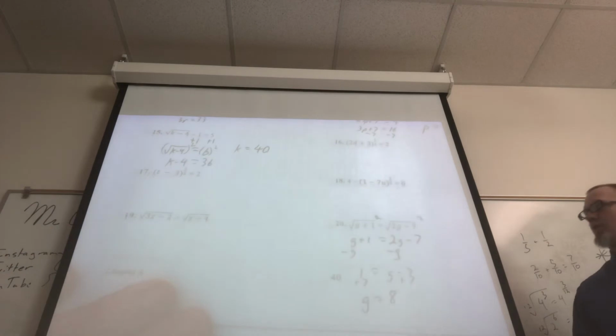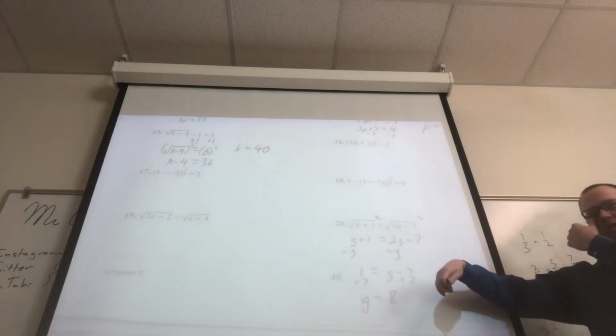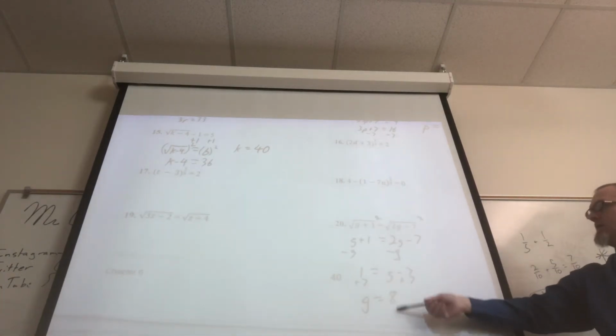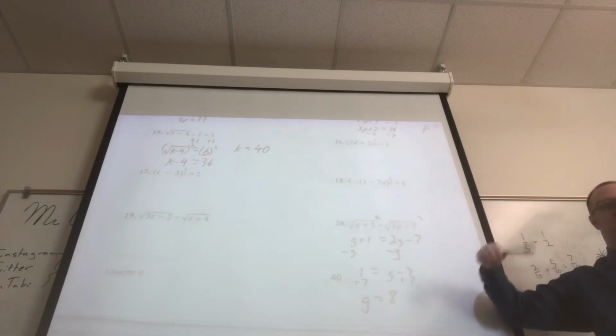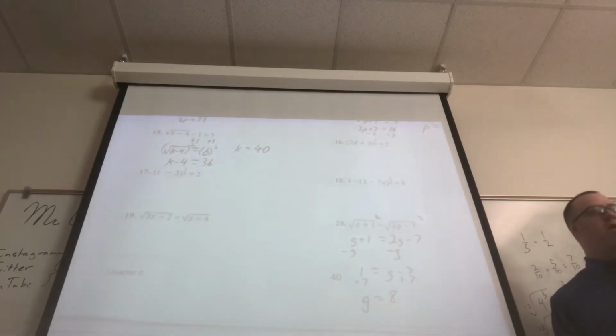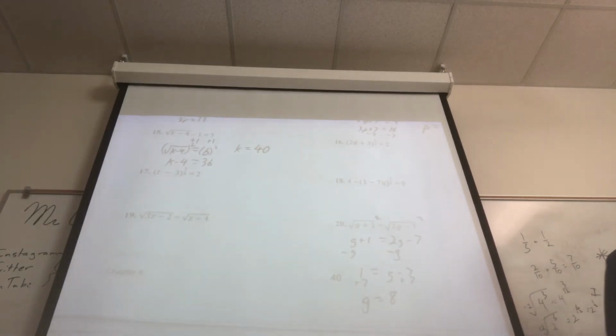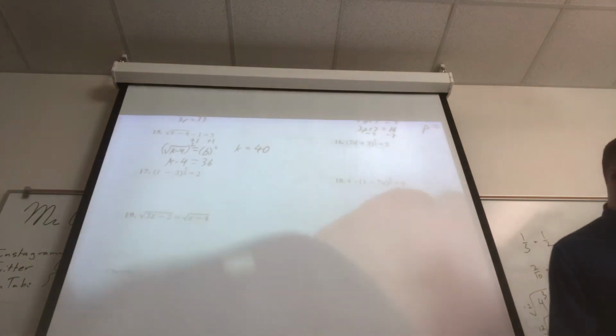It's important to go back and check. 8 plus 1 is going to give us 9. The square root of 9 is 3. 8 times 2 is 16 minus 7 is 9. The square root of 9 is 3. It works out. Okay? As long as we don't have one of them that's supposed to be positive and the other one's supposed to be negative, our answer should be good there.